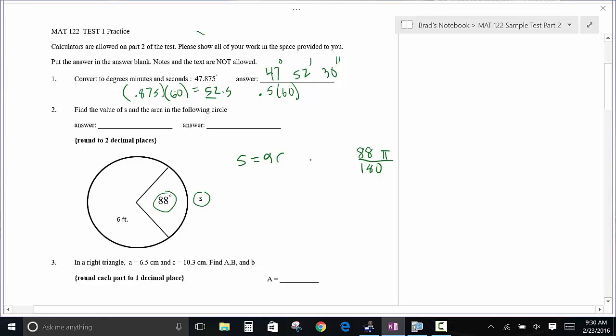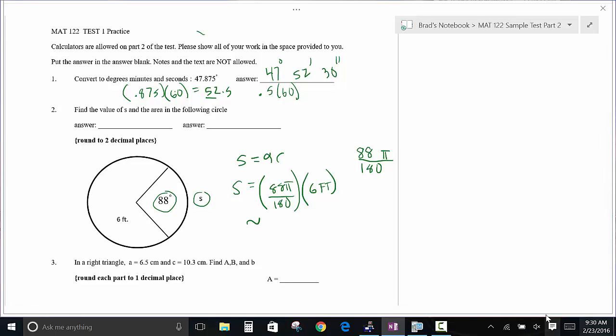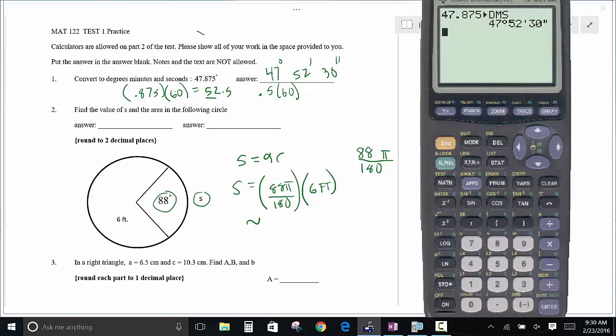So what I would suggest is to take that angle, 88 pi over 180, and multiply that by the radius of 6 feet, go to your calculator, and then round it off. I wouldn't even bother doing decimals, I'd just do the rounding at the end. On the calculator, go 88 times the pi key, and then divide by 180 if you want to. You can do this several ways. Then take that answer times 6. That would give about 9.22 if I had you round that to 2 decimal places.